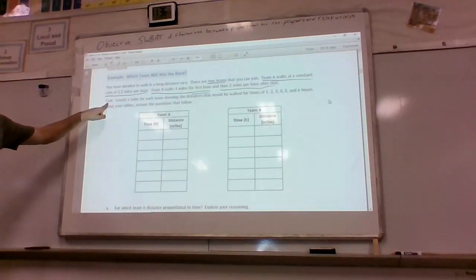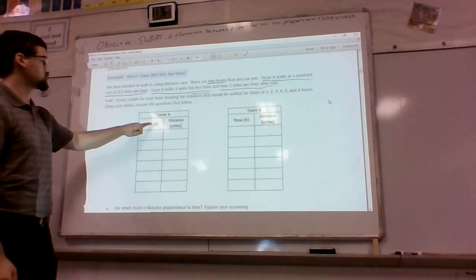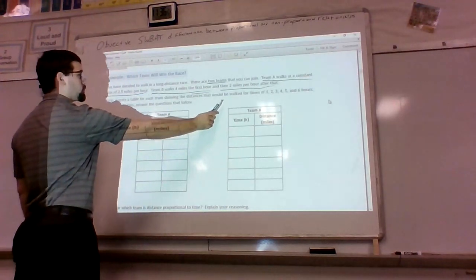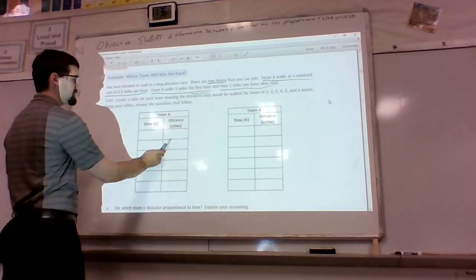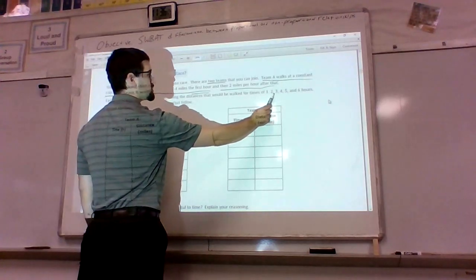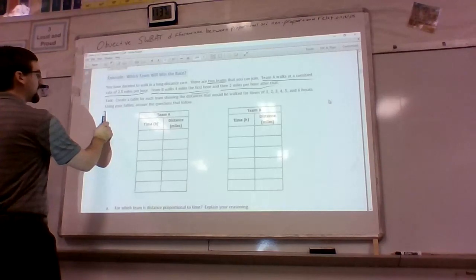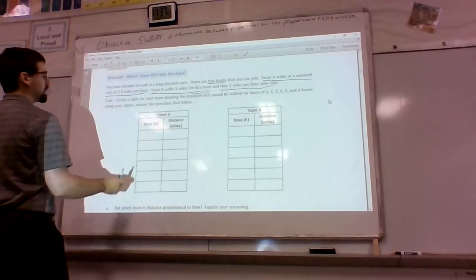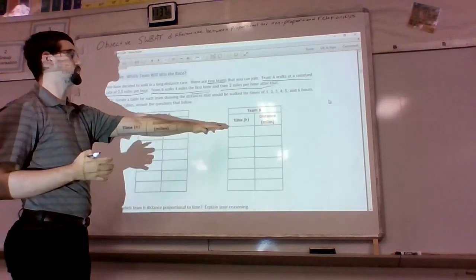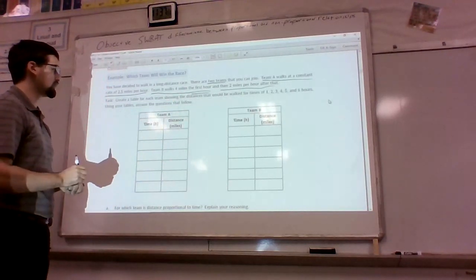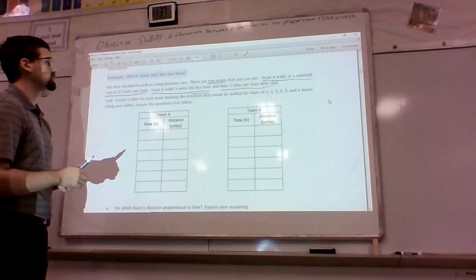All right, so our task, this is what we need to do. Create a table for each team. So we have our tables for Team A and Team B, showing the distances that would be walked, for times of 1, 2, 3, 4, 5, and 6 hours. Time in hours. Then using your tables, answer the questions that follow. So first we need to fill in these tables using the information given. Where do we start?